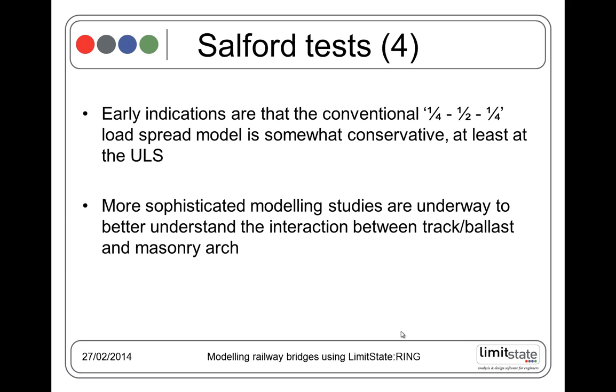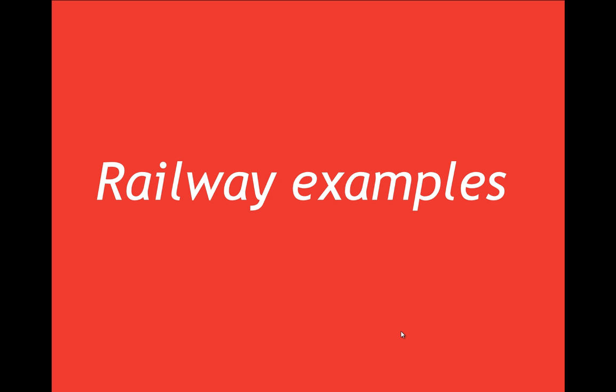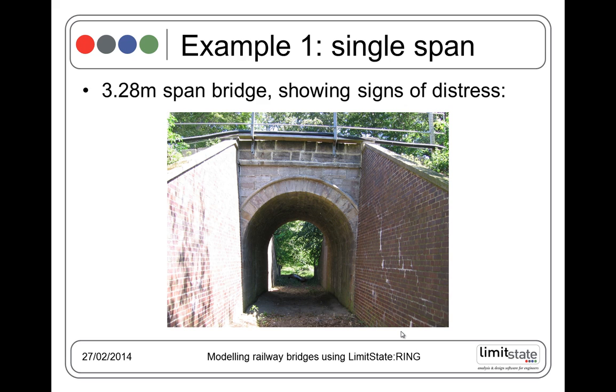Okay, if we move on to look at some real world examples, start with something very simple. This is a 3.28 meter span bridge. It's carrying a single track. It's been quite happily carrying light passenger vehicles, but when coal trains started to pass over it, it started to show signs of distress.